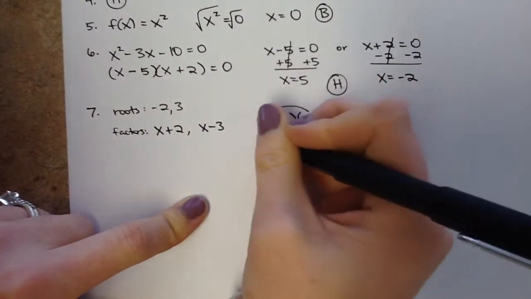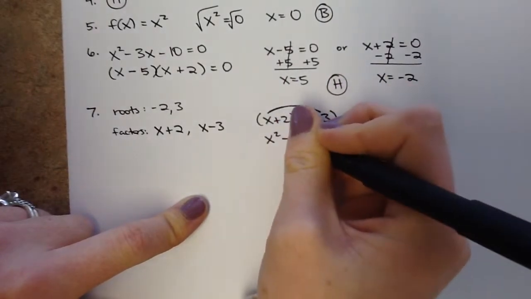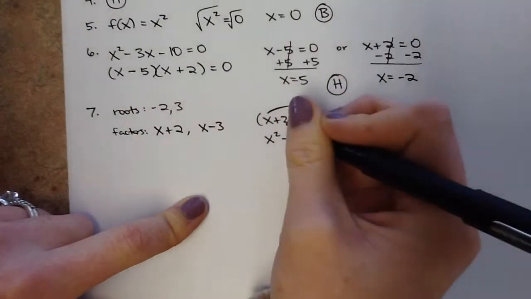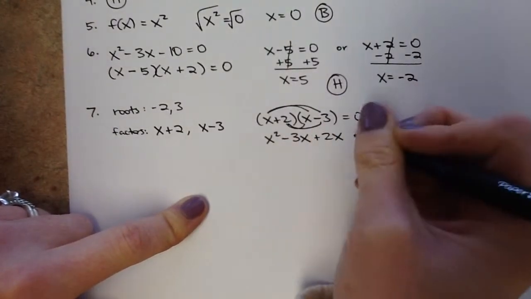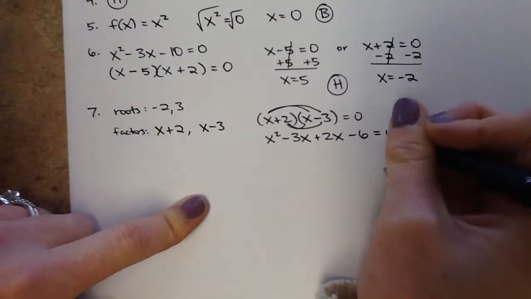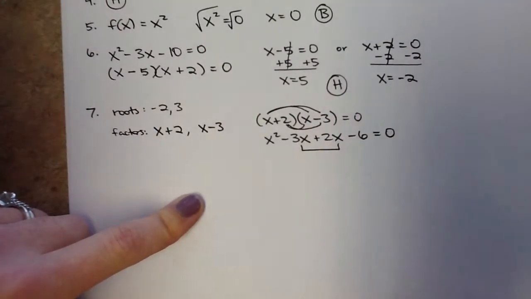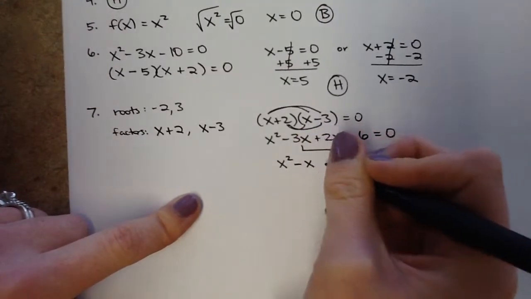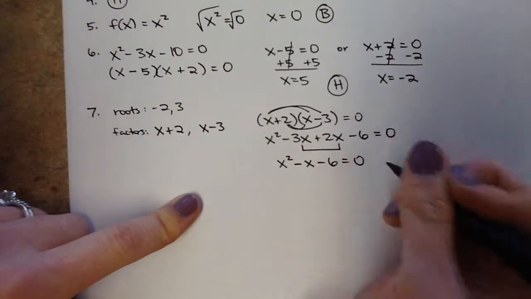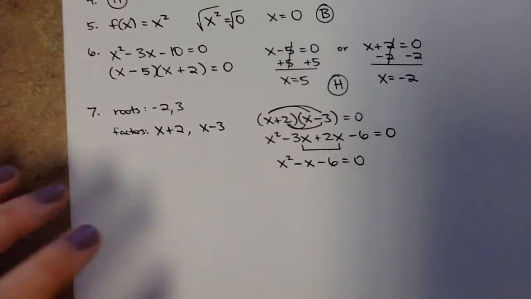So x times x gives us x squared. x times -3 gives us -3x. 2 times x gives us 2x. And 2 times -3 gives us -6. Don't forget my equals 0, because it's supposed to be an equation. Then I can combine my middle terms here, a -3x and a positive 2x. I'm left with a -x in the middle. Okay, so that is my equation, and it looks like we're going with option B.